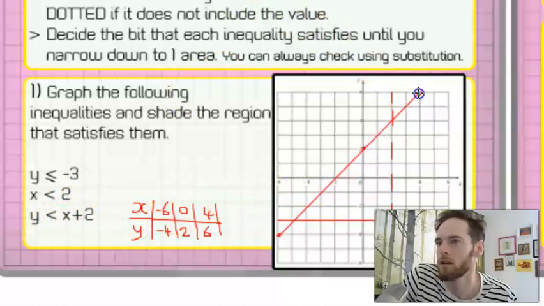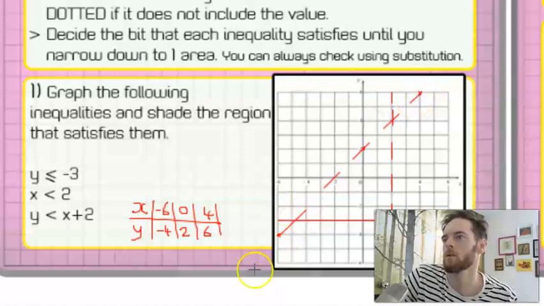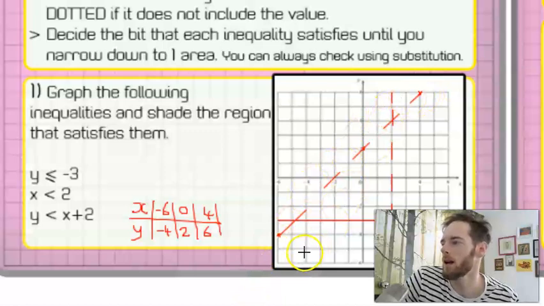So we're going to go and yeah, they all line up nicely. So just going to do my dotted line, which is a bit awkward to do, but we'll manage it and we'll get there. There we go. So there's my dotted line there. Now y is less than x plus 2. So this is probably the tricky one to figure out.